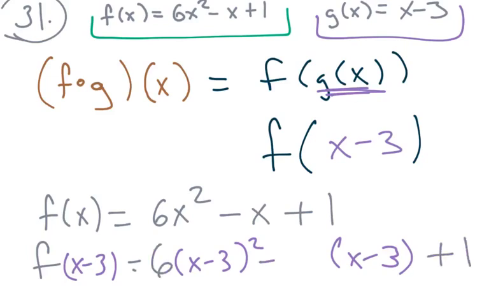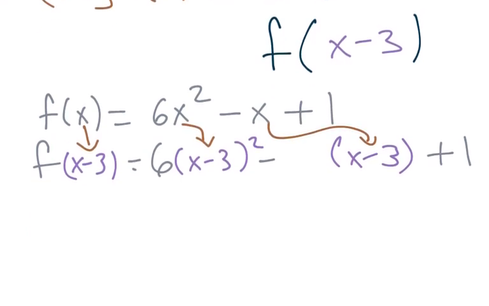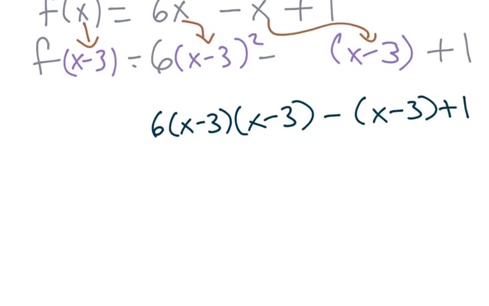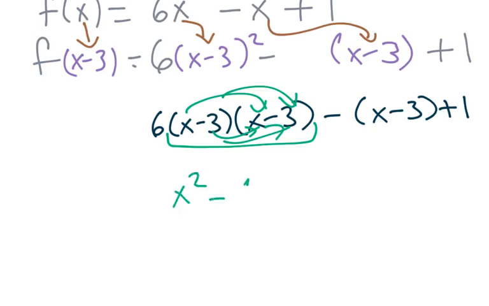So notice what I did there. x is now x minus 3, x is now x minus 3, x is now x minus 3. Everything else is the same, and then we just clean up. So this is going to give me 6 times x minus 3, x minus 3 squared means you just multiply by itself, minus x minus 3 plus 1. So I just keep cleaning it up. x minus 3 times x minus 3, which gives me x squared minus 6x plus 9.